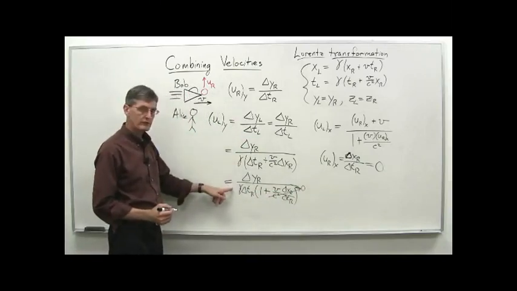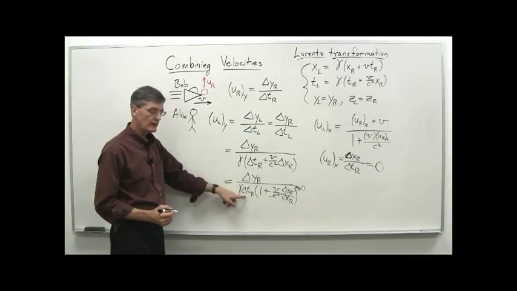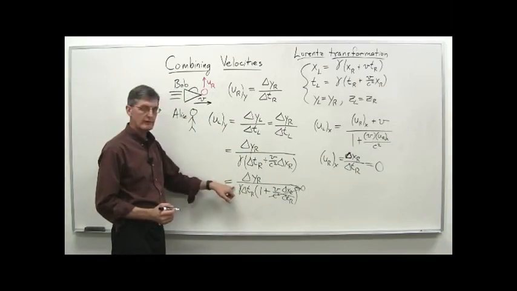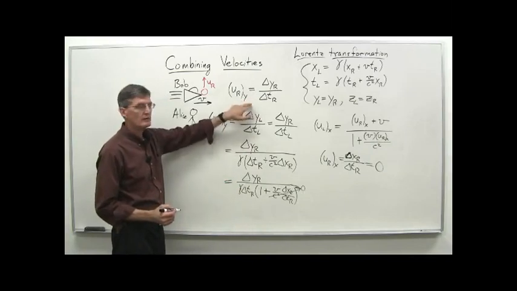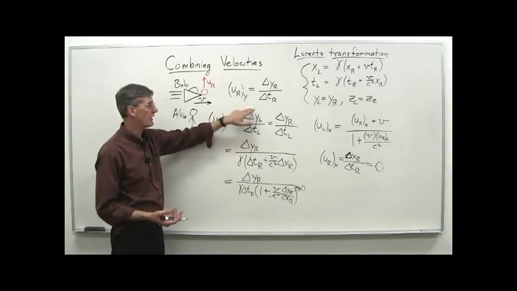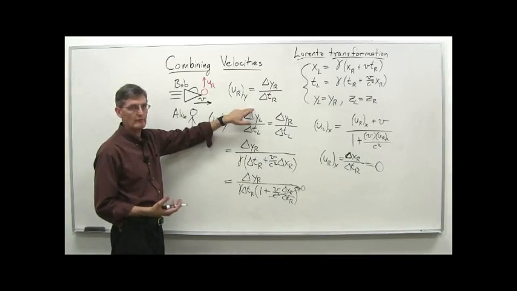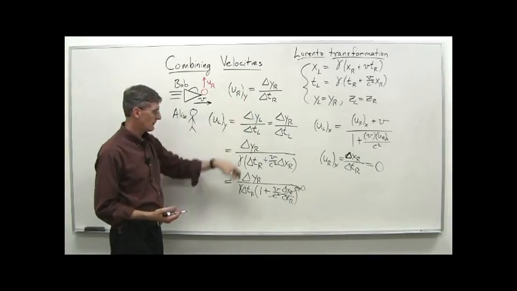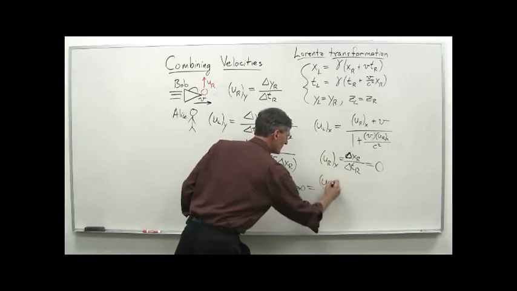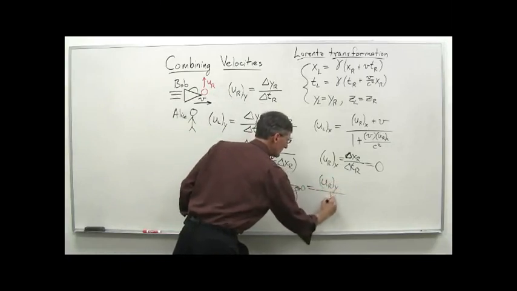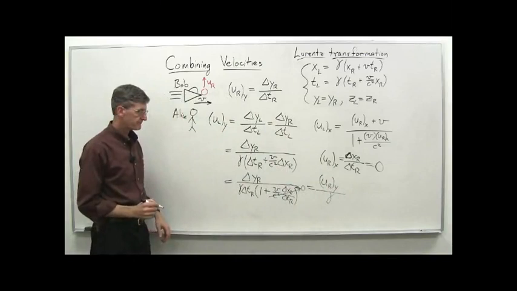And look at what we're left with here. Delta y sub r divided by delta t sub r, and also divided by gamma. Delta y sub r divided by delta t sub r, that's the velocity in the y direction for Bob in the rocket frame, u sub ry. So this simply becomes u sub r in the y direction divided by gamma.